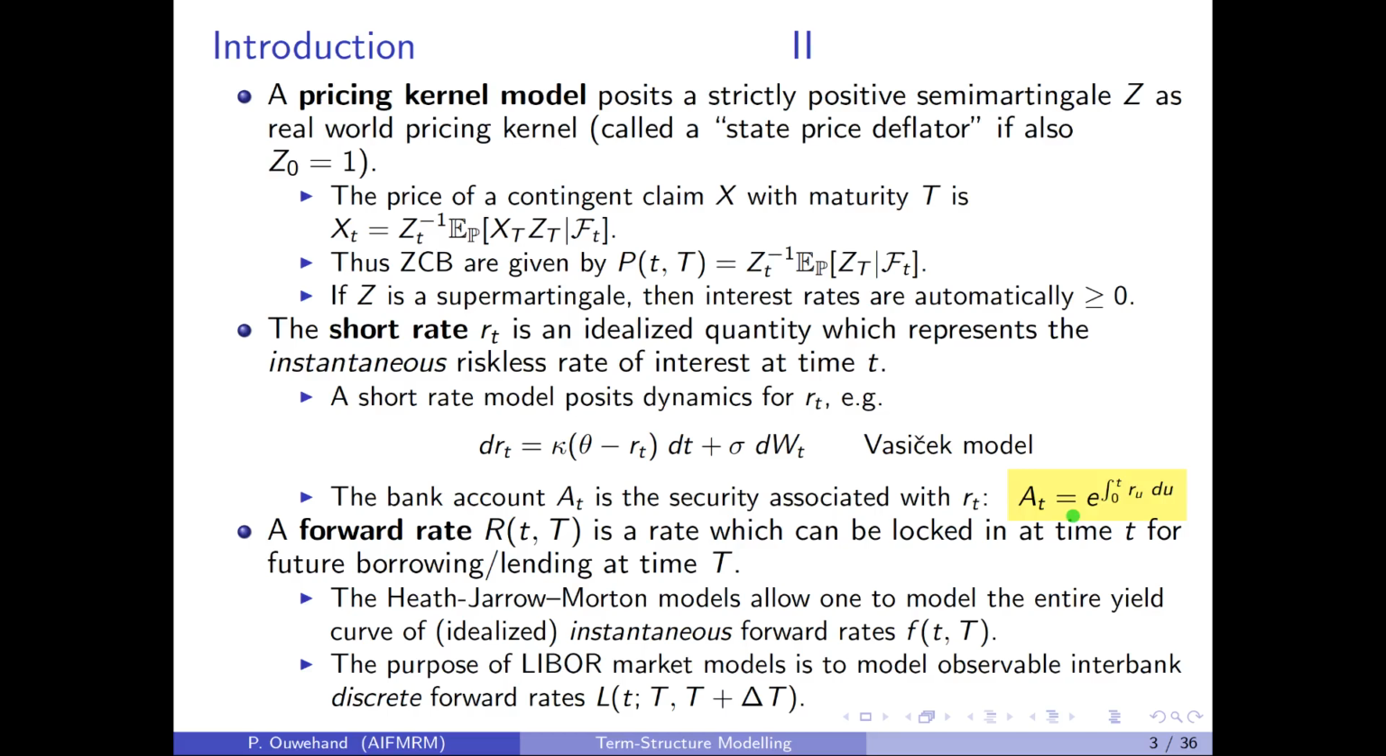A forward rate, R(t,T), is a rate which can be locked in at time t for some future borrowing or lending period at time capital T. Here there are two approaches that we will look at. The Heath-Jarrow-Morton models allow one to model the entire yield curve of idealized instantaneous forward rates, which we denote as follows. On the other hand, the log-normal LIBOR market models model observable interbank discretely compounded forward rates, denoted as follows. We'll have much more to say about these later on.